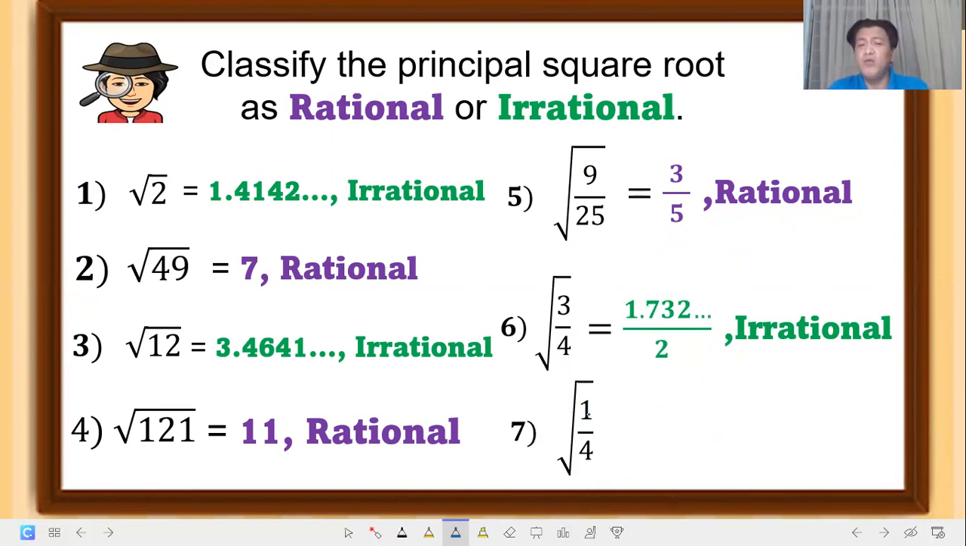Okay, so with that, number 7, square root of 1 over 4. Okay, kung titingnan natin yung 1 ba ay nasa perfect square list? Yes. How about 4? Yes. Both are perfect square. Kaya nga siya, 1/2 kapag nilabas natin yung square root nila, and that is 0.5. Kaya nga siya rational number.